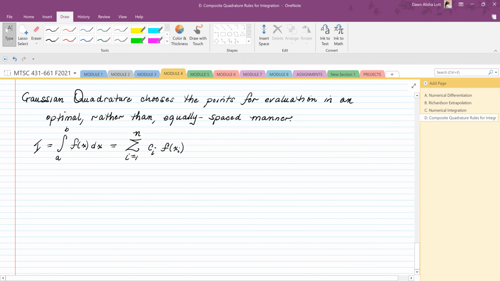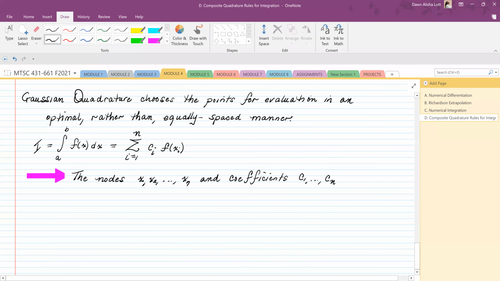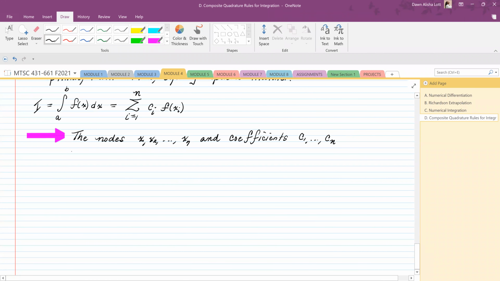So the nodes x1, x2, all the way up to xn, and the coefficients C1 through Cn are chosen to minimize the expected error.